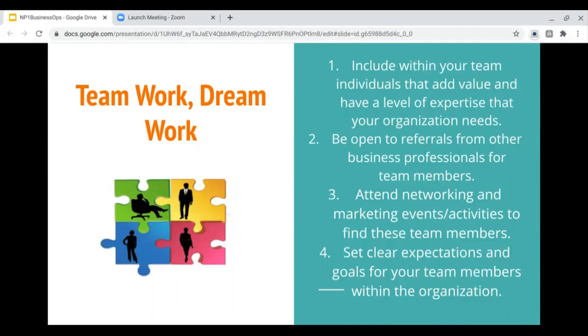Ask for help. You can definitely ask me if you have questions about Zoom and some of the other WebEx and platforms that are out there. And I would have no problem with helping you and walking you through. As well, when you're bringing on people to your organization, you want to set clear expectations and goals for them as being a part of your team.